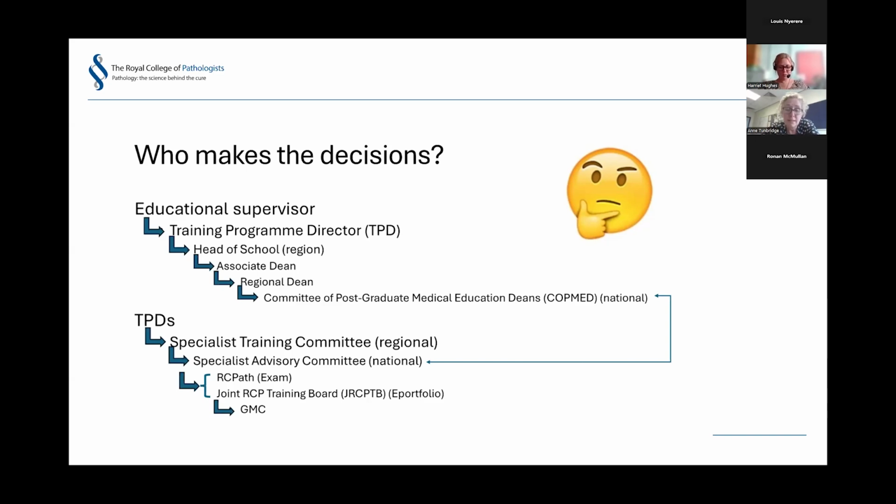And as SACs, and so for us as chairs, we answer to the RCPath and the RCP, or JRCPTB, because it is the Joint Royal College of Physicians Training Board. RCPath has responsibility for the exam, and RCP has the responsibility for the e-portfolio. Again, this is some of the complexities of infection training, but our aim, and the reason for this joint training, is that we are producing modern infection doctors.